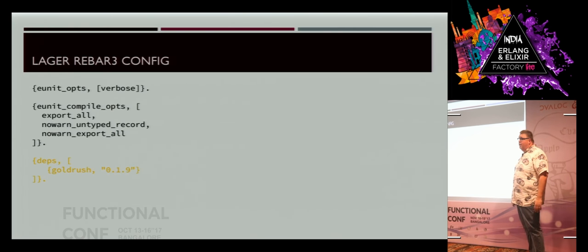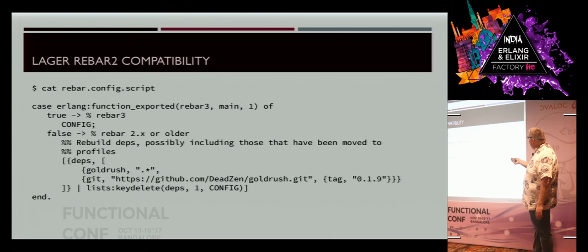There it is highlighted. And then there's a Logger Rebar 2 compatibility, and it's in this file, and this is the secret. This is one of those things I think that's underdocumented actually, is that you can create a rebar config script. And what that does is when rebar starts, it looks for this file. If there is this file in the current working directory, then it will actually execute it. It will load it and evaluate it. And in this case, what we can do is this. We can say if the function is exported rebar3 main, then we know we're using rebar3. And in that case, we can just pass through this config.